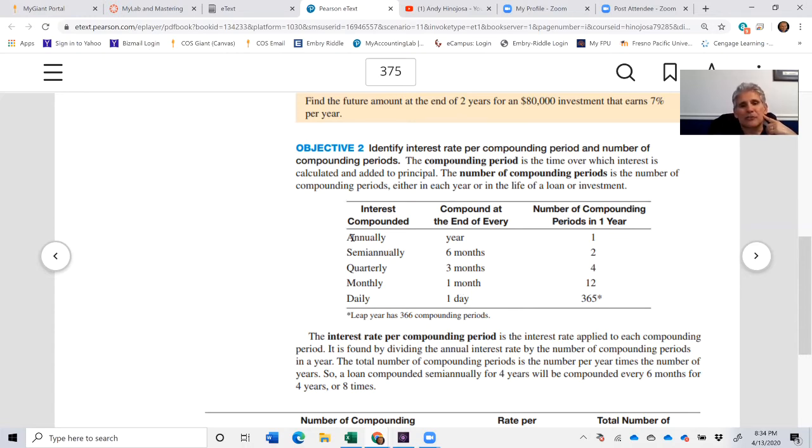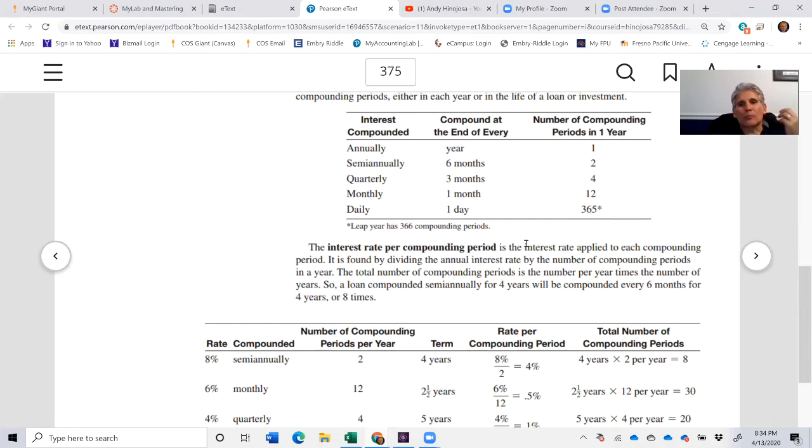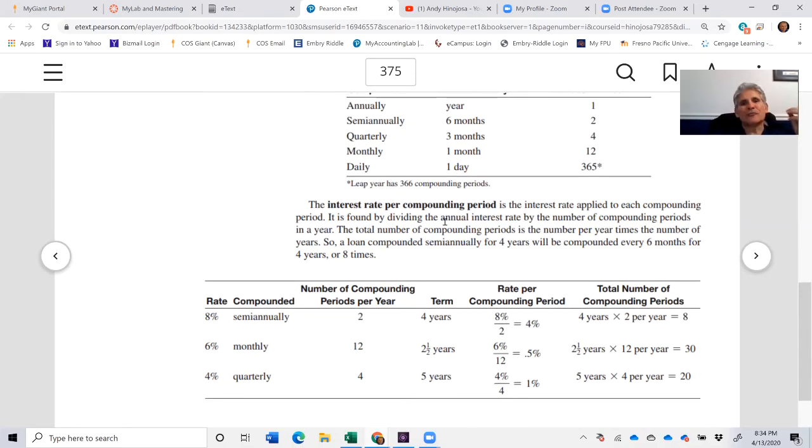We need to be able to know that when we're talking about annually, that's 1 time per year, semi-annually, that's 2 times per year, quarterly, that's 4 times per year, monthly, that's 12 times per year, and daily is 365 times a year. Now, when we're giving an interest rate per compounding period, we also have to take that interest rate, because every rate we get is going to be an annual rate.